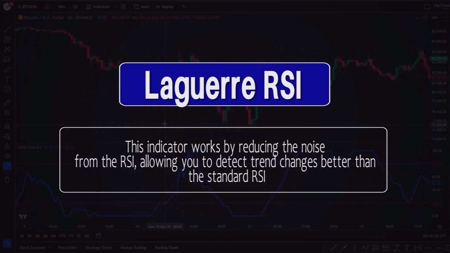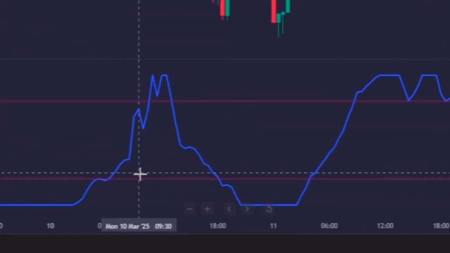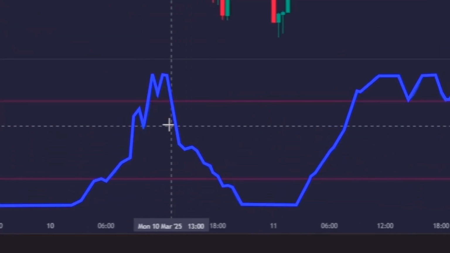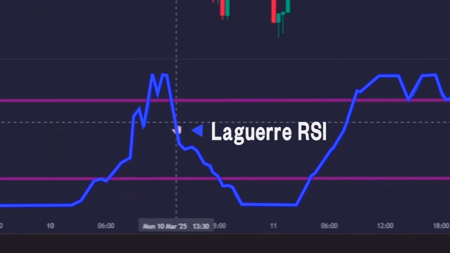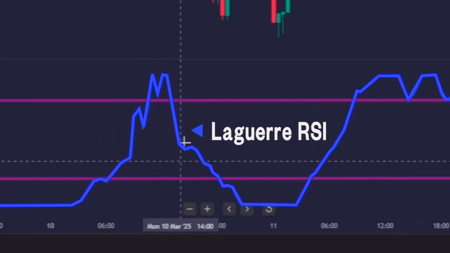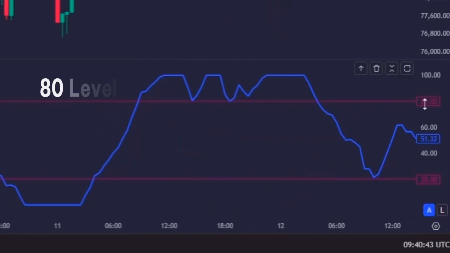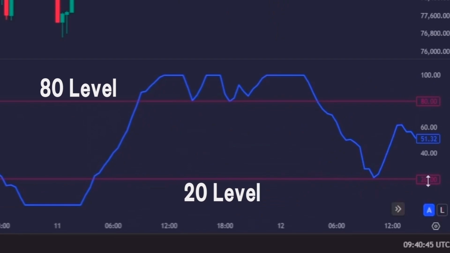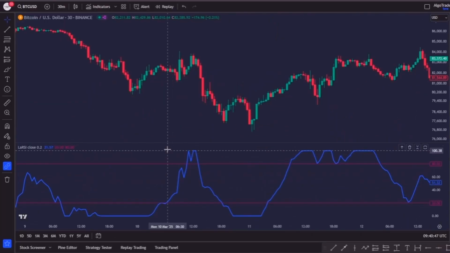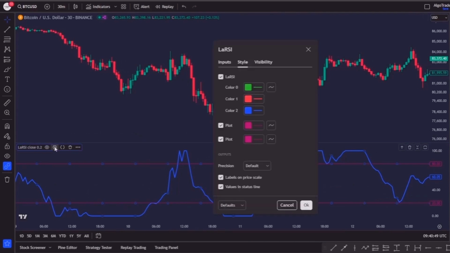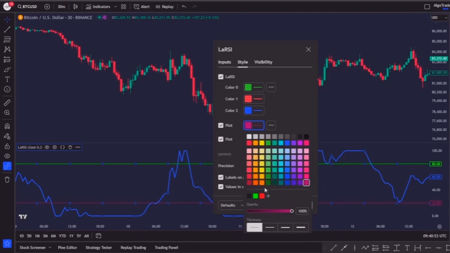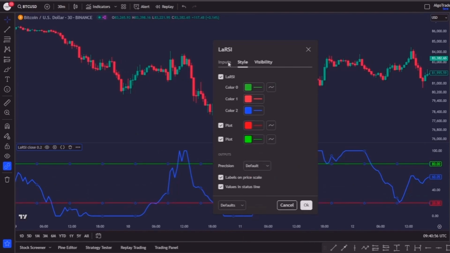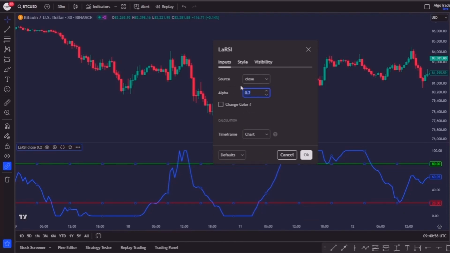than the standard RSI. It is displayed in the form of a histogram with one line and two levels. The line is called the Laguerre RSI, and then you have got two levels, an upper one at the 80 level and the lower one at the 20 level. But before showing you how to use it, let's go to the Style tab and change the upper band color to green and the lower band color to red. For the inputs, I will use the default one with an alpha of 0.2.